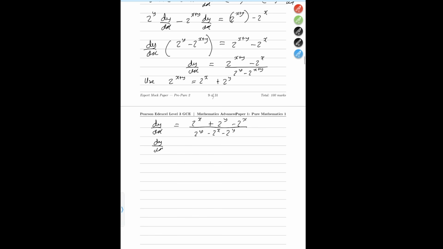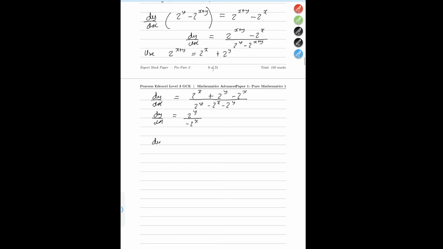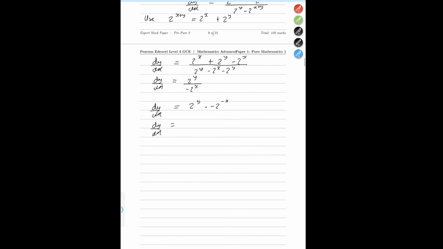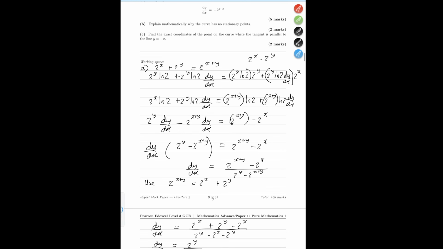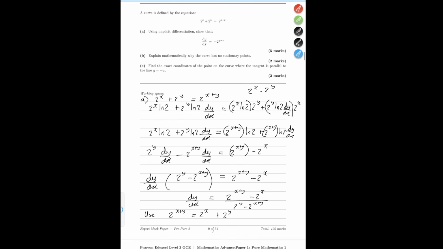Now we can see that this becomes 2^y over minus 2^x. So this is 2^y multiplied by minus 2^(-x). I can now write this as, I believe it just wants it as, minus 2^(y-x). Okay, so how many marks was that? Roughly 5 marks. So it's important to remember the derivative of 2^x, a lot of people forget that. And that's how you do part A. Let's move on to part B now.